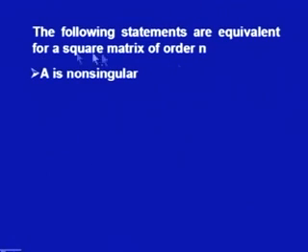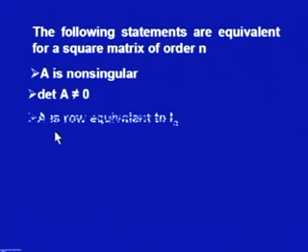Now, we have discussed a number of results related to the two systems Ax is equal to 0 and Ax is equal to b. Now, we say that the following statements are equivalent for a square matrix of order n. So, the first statement is A is non-singular, second is determinant A is not 0. We are in fact using this as the definition of a non-singular matrix. Then A is row equivalent to In. Whenever determinant A is not 0, then we can always reduce A to In by applying elementary row transformations.